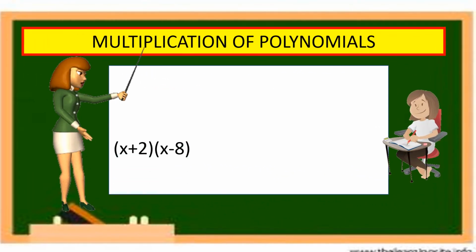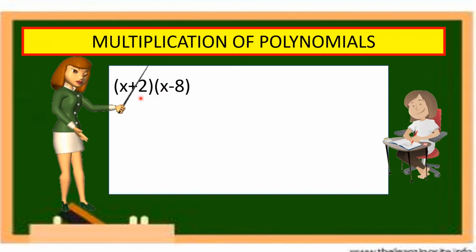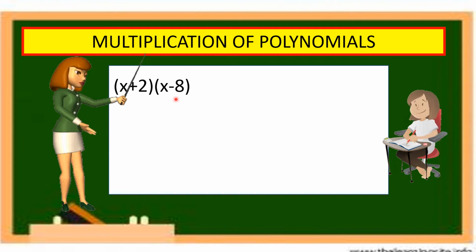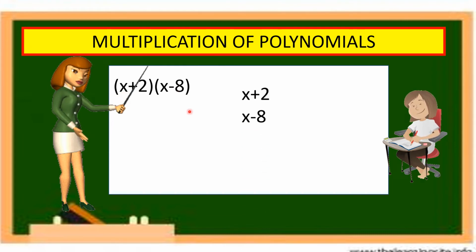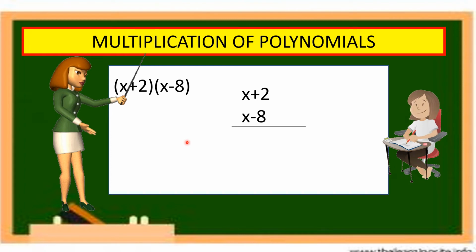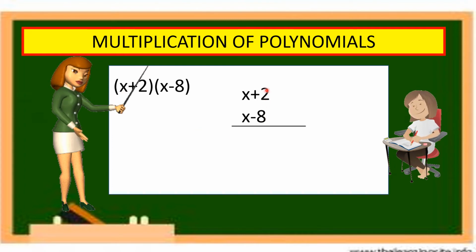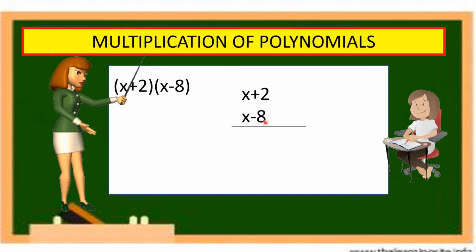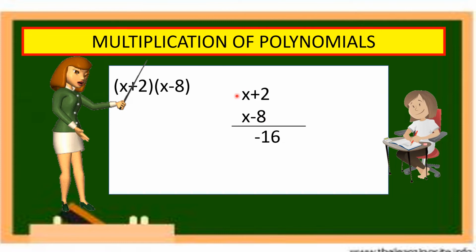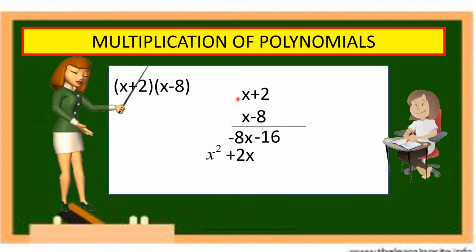Another solution in finding the product of the quantity of x plus 2 times the quantity of x minus 8. So we have our given. We need to multiply negative 8 times 2. Negative 8 times 2 is negative 16. Then negative 8 times x is negative 8x. 2 times x is positive 2x. And x times x equals x squared.